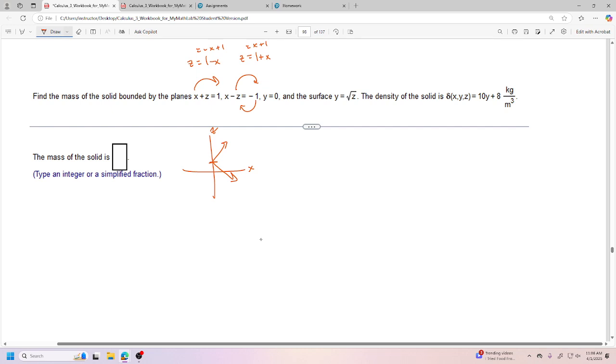This is a z, but you're right. I'm using x and z because, well, me too. So we have this, and then they have y equals 0, which is what you're looking at right there. That's like the picture of y equals 0. And then y equals this square root of z.